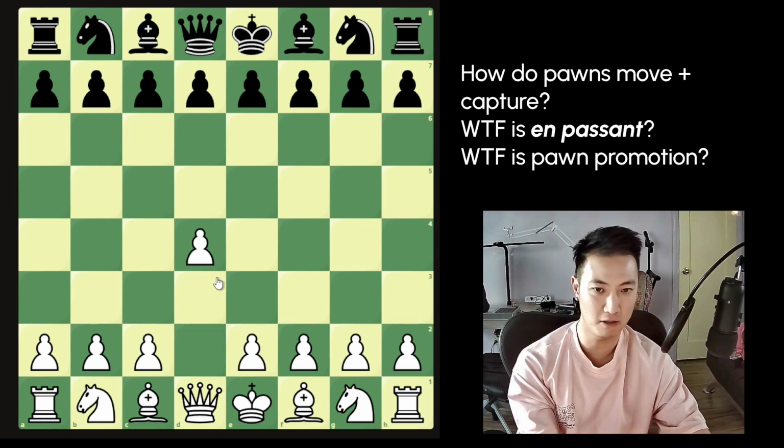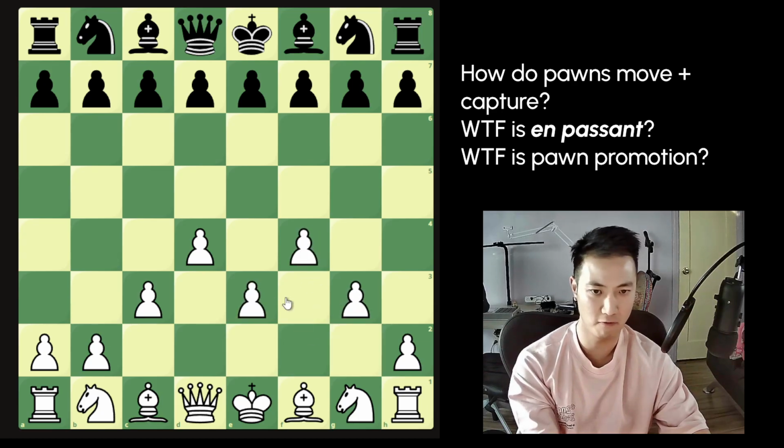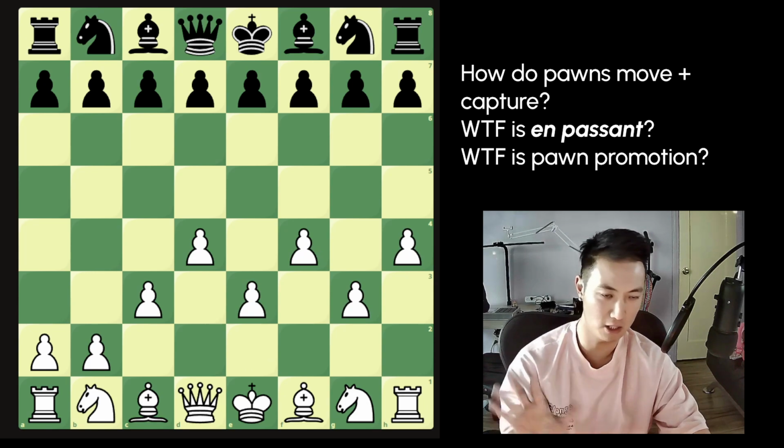It doesn't affect other pawns, right? So if I move this one, this one can still move 2. This can move 1, 1, 2. They're each independent.